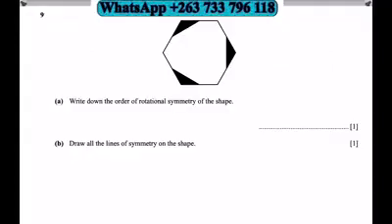Then on number 9, write down the order of rotational symmetry of the shape. Rotational symmetry, how many times can we rotate the shape and maintain the initial shape? So here it's shaded. So if we rotate it the first time, we will not get the same shape with the same shaded corners. But if we rotate the second time, we get that shape. So we can only do that 3 times. So the rotational symmetry of the shape is 3.